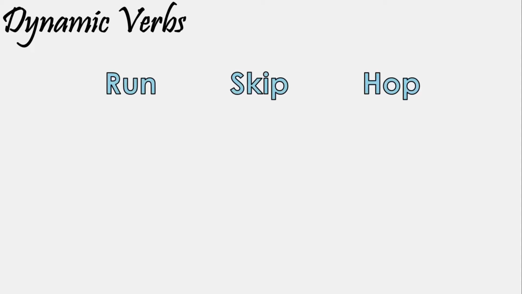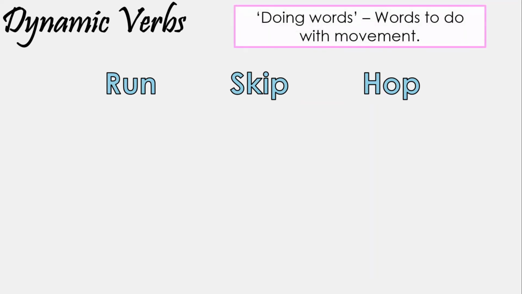And first off, if I were to ask you to name me a verb, most people would probably give me a word to do with movement, such as run, skip, or hop, or something like that. Those types of words, verbs to do with movement, are called dynamic verbs. And they're probably the easiest to identify in a sentence. These are your typical doing words.